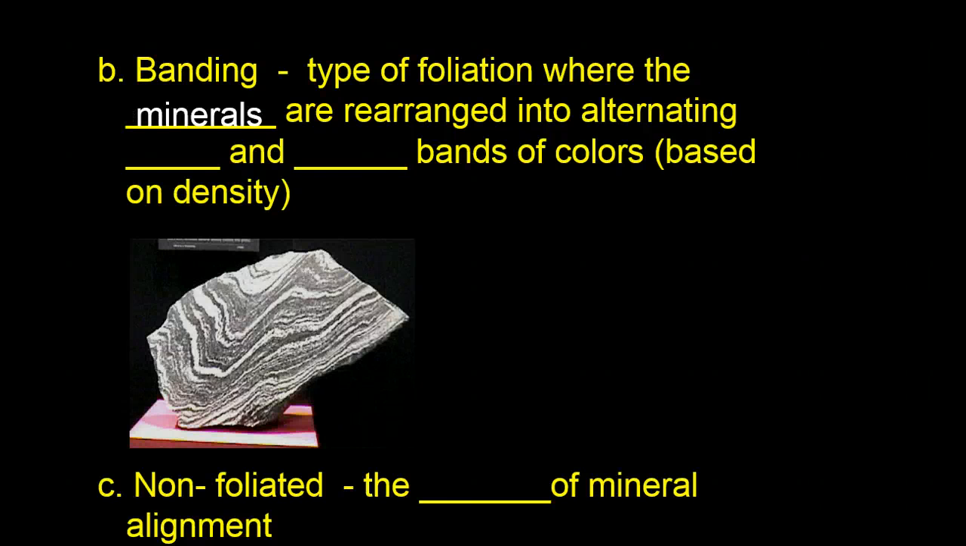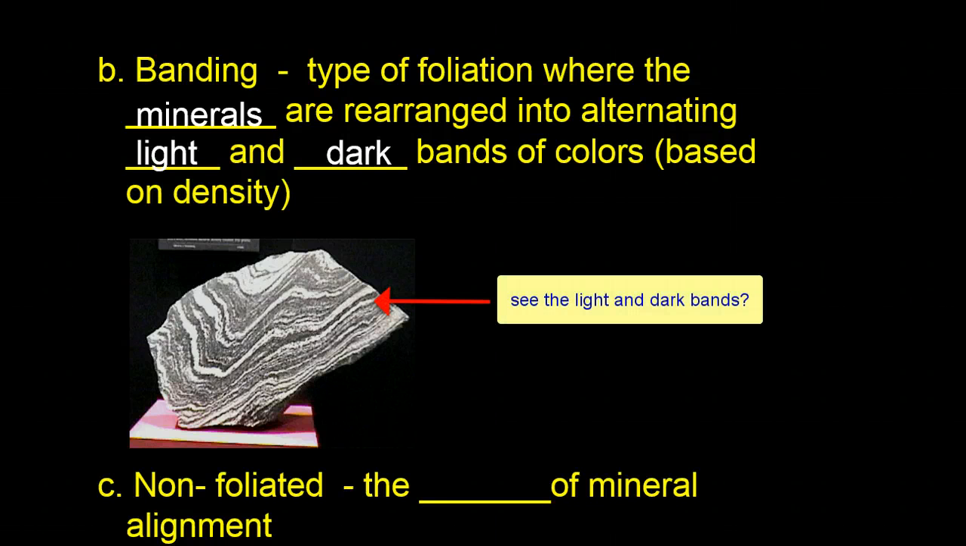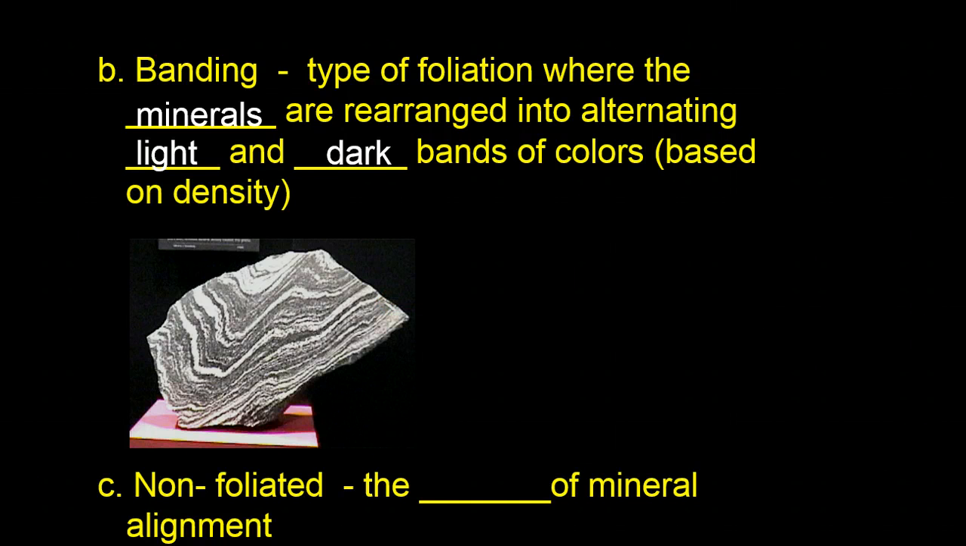There's another type of texture that goes under what we consider foliation, and that's known as banding. And this is when the minerals that are in a line actually make black and white, or light and dark, bands of color based on their density. When we see that type of foliation, we call it banding. Okay, and this rock picture is an example of what I'm talking about. You can see the black and white stripes that are really light and dark colors based on density when the minerals aligned. We also have non-foliated texture.